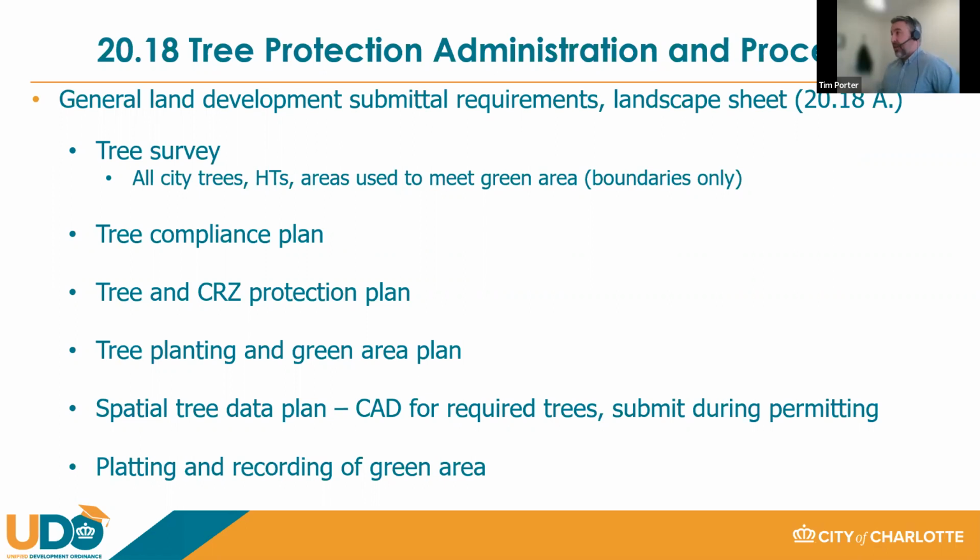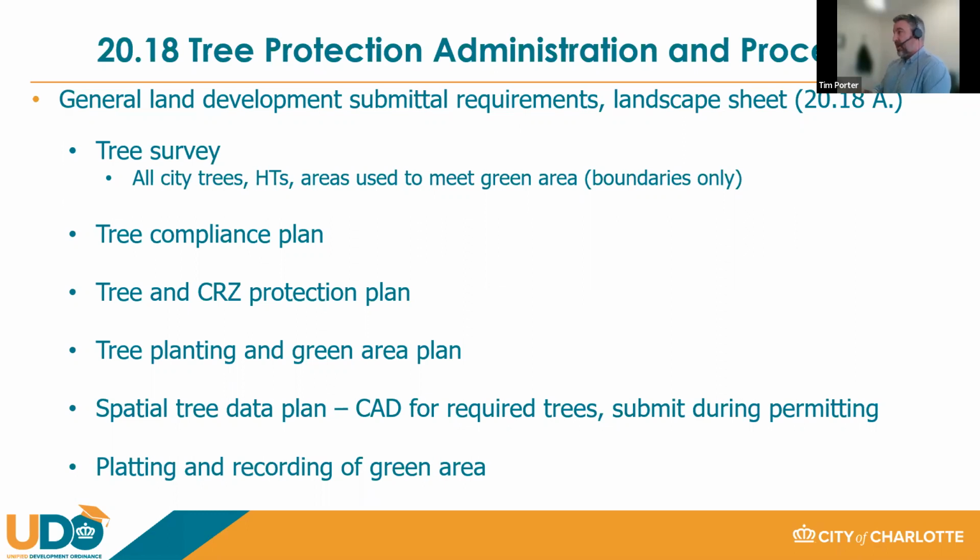(20.18) administration and process. This covers things that are already happening now. It clarifies it, changes some terminology, really touches on what are required for plan submittal: tree survey, a tree compliance plan, a tree and critical root zone protection plan, tree planting plan, and green area plan. Those first 4 bullets are already required now. There are a few additional elements that will be required, but that's essentially a landscape sheet. And there's some other sheets that are included in plan submittal that can provide those 4 things, but those are not new.